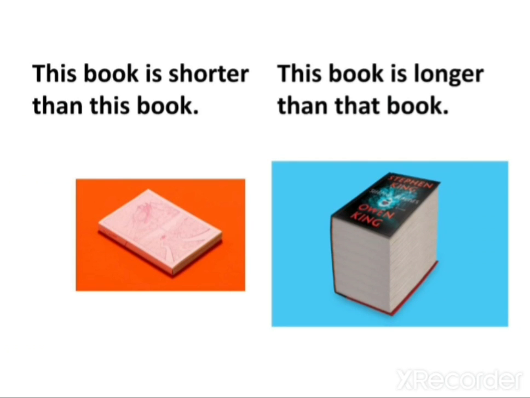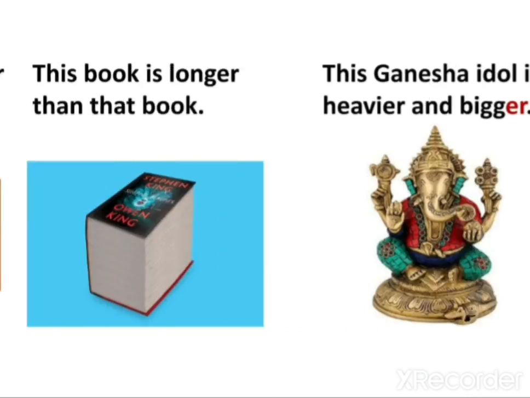So notice we have the word long. This is long that describes the book and we add er to compare it to this book. Now maybe I want to talk about this book. I can say this book is shorter than this book. And again, all I need to do is to add er to the adjective. So this book is longer and this book is shorter. Let's look at another example.